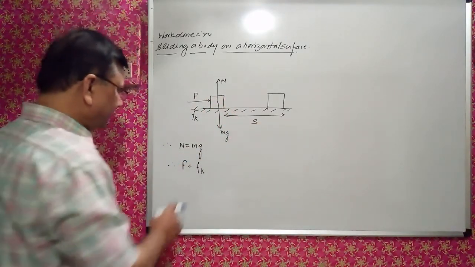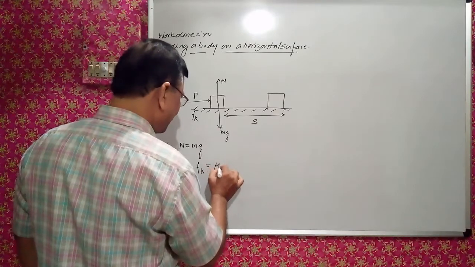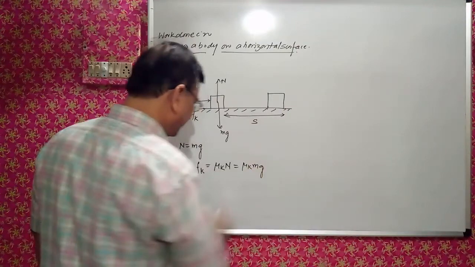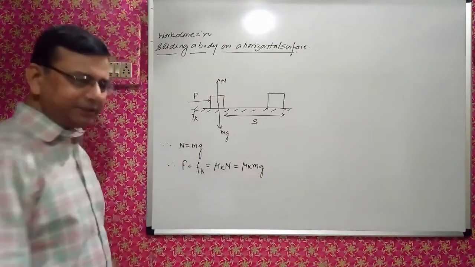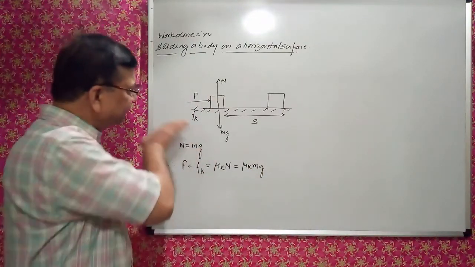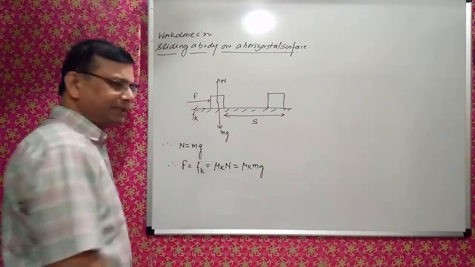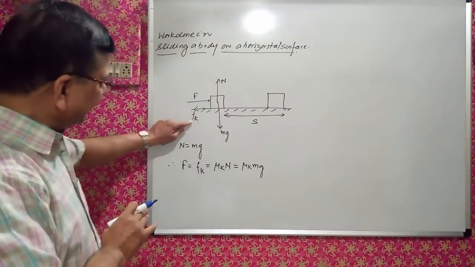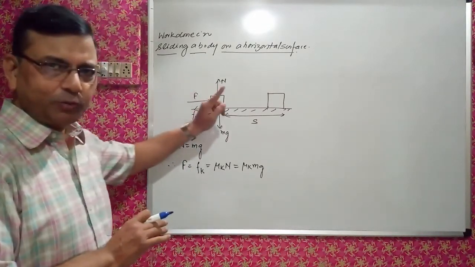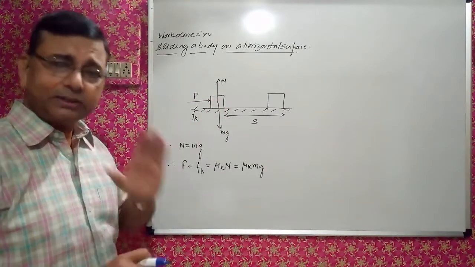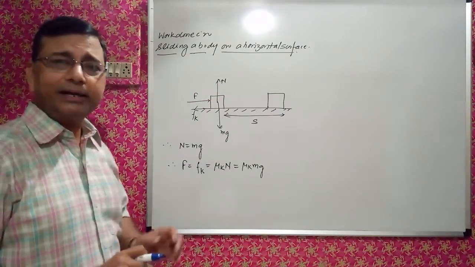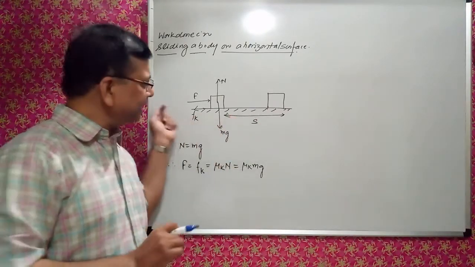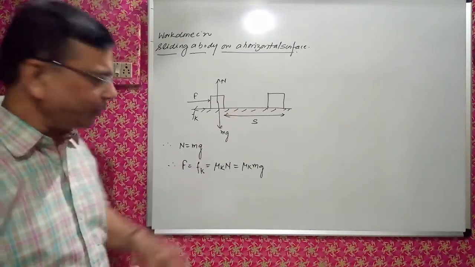Right? So what is Fk? Fk is mu k into N, that is mu k mg. The applied force is equal to mu k mg, and it does not cause any acceleration. It moves with a constant velocity and a constant force is acting on this, right? Because Fk is always constant. If the same force is acting on this, the force will also be constant. We know when a constant force is acting, then the work done is equal to F dot S, or since it is moving in the same direction, we can say F into S.